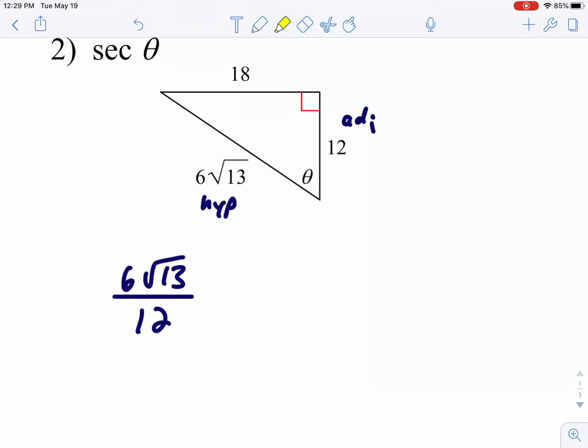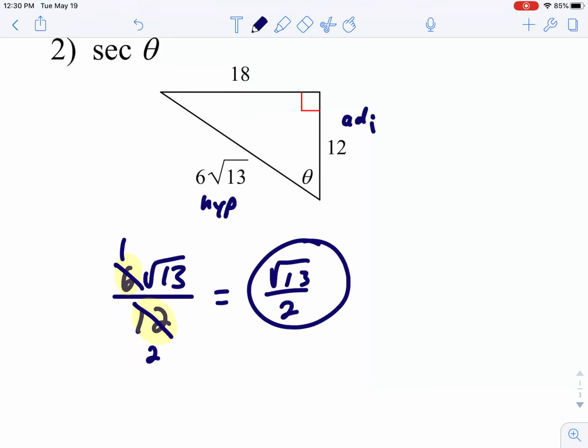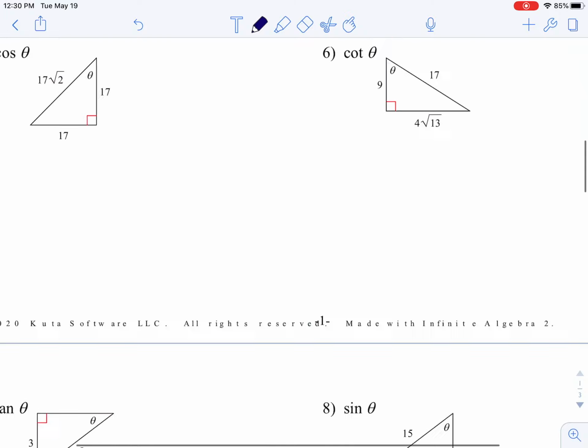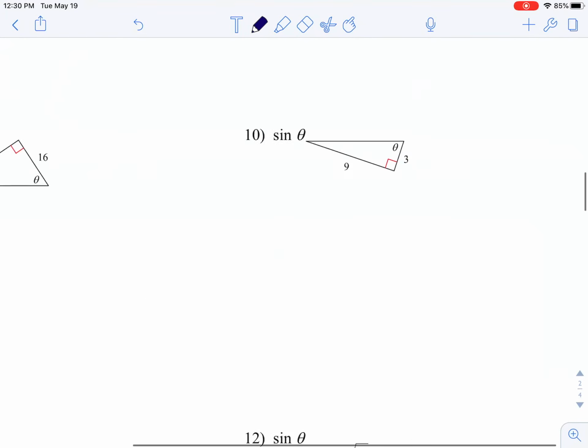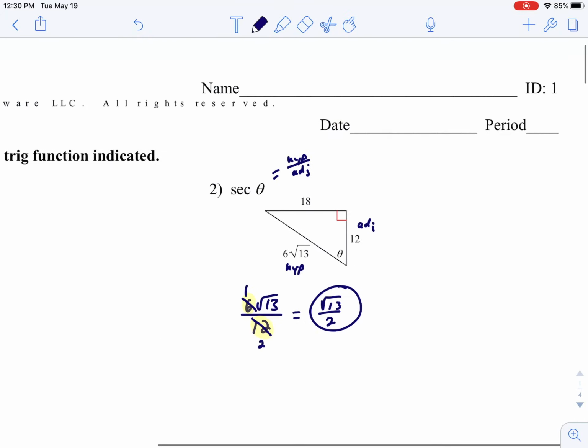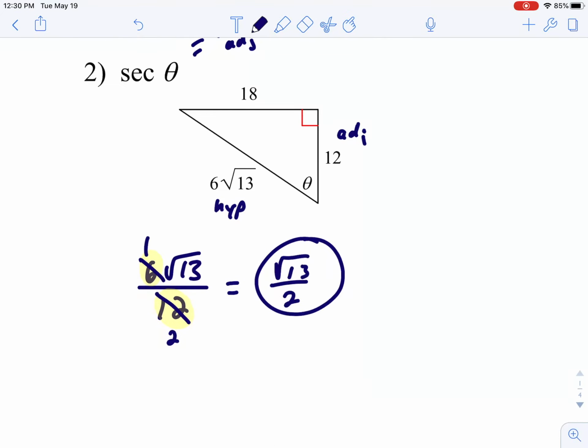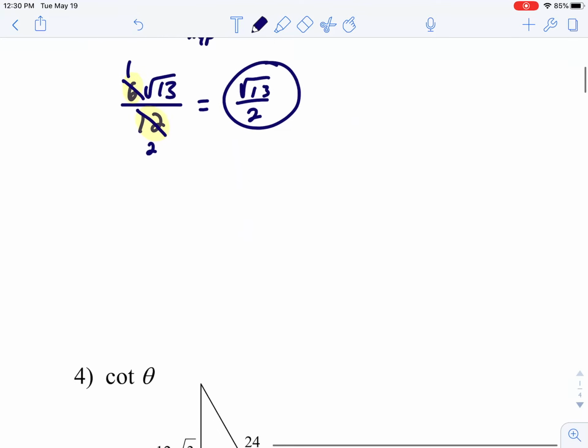And then you can reduce this fraction. Now you can reduce non-radicals with non-radicals, or radicals with radicals. So the 6 and the 12, both non-radicals, we can reduce those both by 6. We get 1 radical 13, which is just radical 13 over 2, and then that should be the answer. Let me check number 2, and there it is. That hopefully wasn't so bad. The fact that there's a square root or a radical in there wasn't a problem. It'll get a little more complicated as we go.